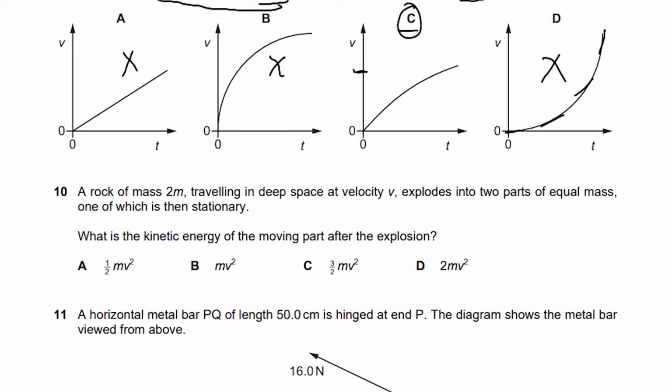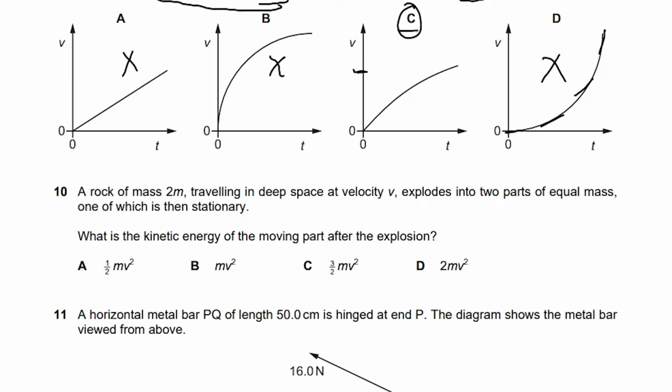A rock of mass 2m traveling in deep space at velocity v explodes into two parts of equal mass, one of which is then stationary. What is the kinetic energy of the moving part after the explosion?